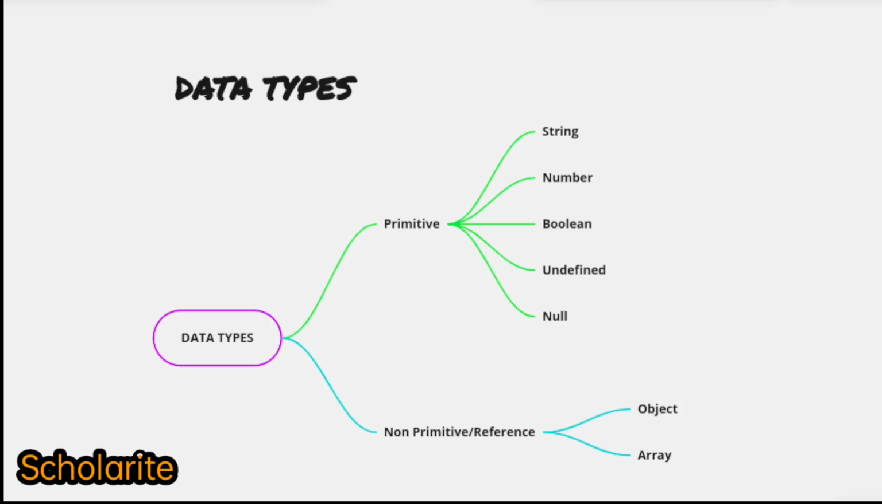In the previous video, we discussed operators. We understood what operators are, what the various types of operators are, and how we can use them in a programming language like JavaScript. This is a new topic of JavaScript, that is data types. We'll understand what data types are, what the various types are, and how we can use them in a programming language like JavaScript.